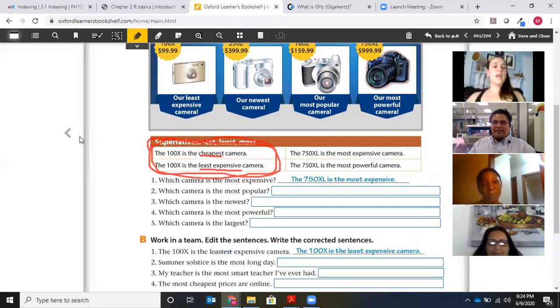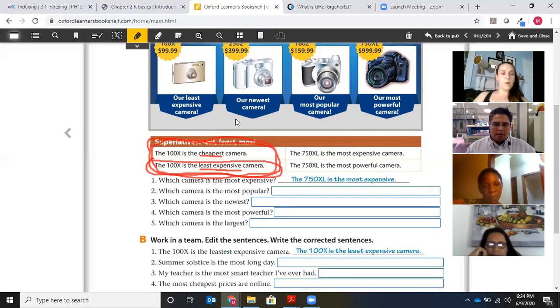All right. The only time that wouldn't be true, well, no. It is true. I take that back. It's always true. When you write it like that, it's always true. If it said it's the more expensive camera, it could mean that there's one that's less expensive. But the way it's written, cheapest and least expensive are the same. Okay? Cool.